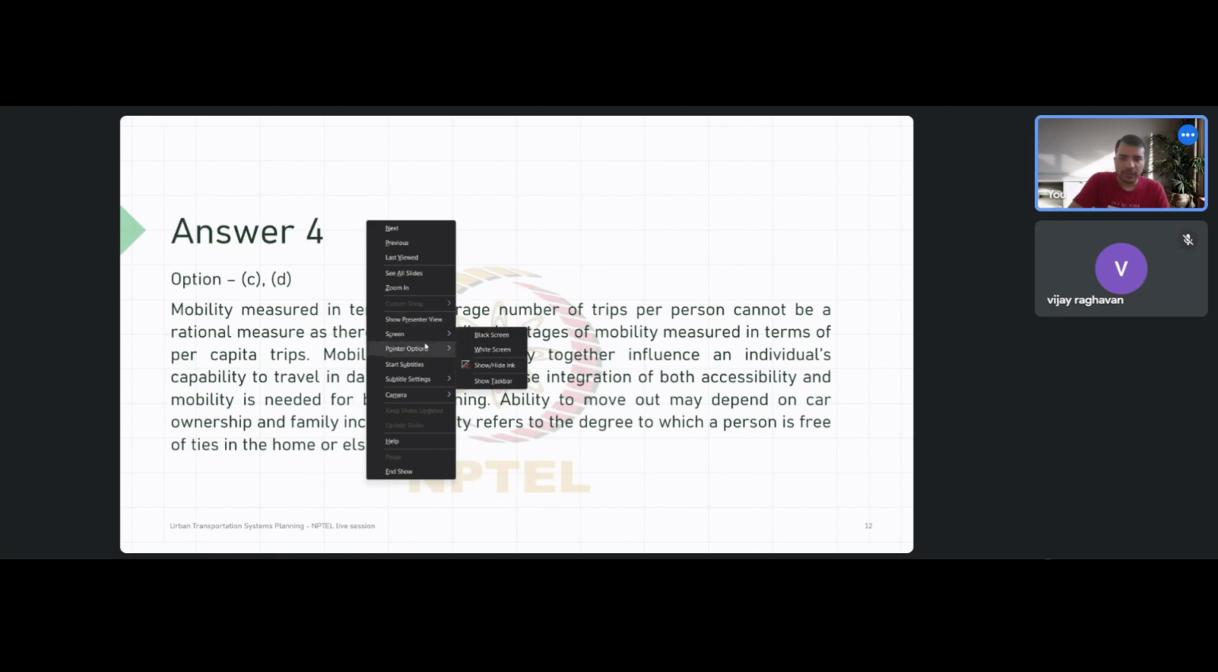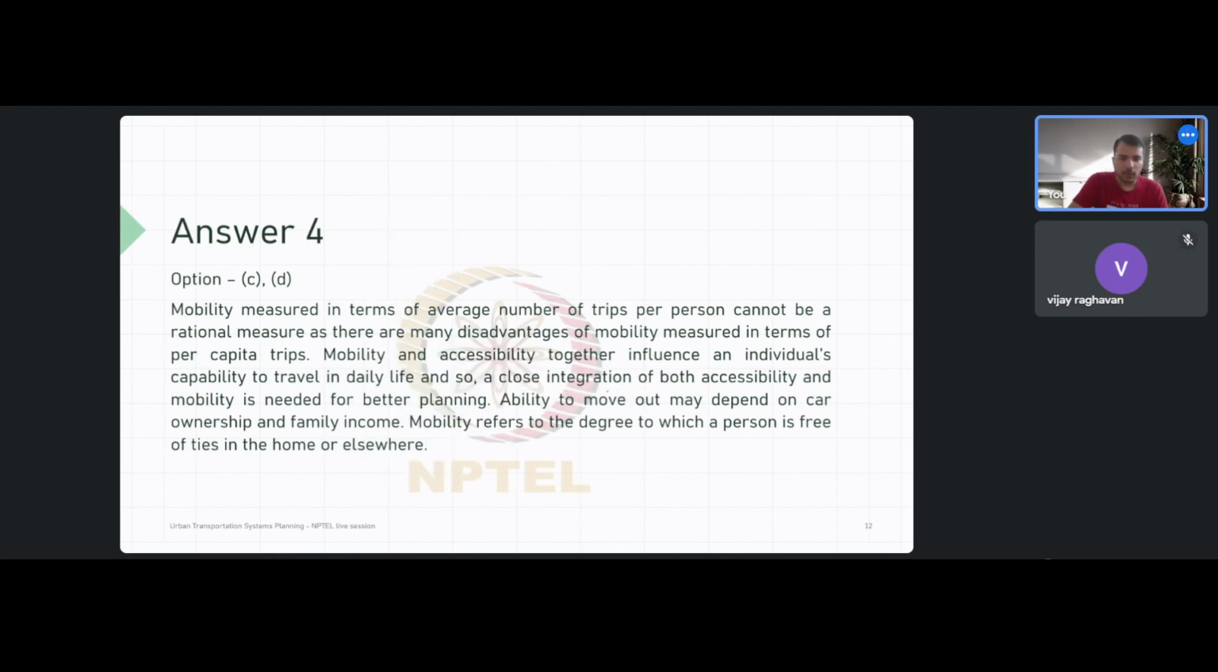So here we'll read the description and try to understand. Mobility measured in terms of average number of trips cannot be a rational measure, as there are many disadvantages of mobility measured in terms of per capita. As I discussed, there can be different situations which are possible. So per capita is not the correct measure to take. So this was related to option A. Then mobility and accessibility together influence an individual's capability to travel in daily life, and so a close integration of both accessibility and mobility is needed for better planning. So this is related to option B.